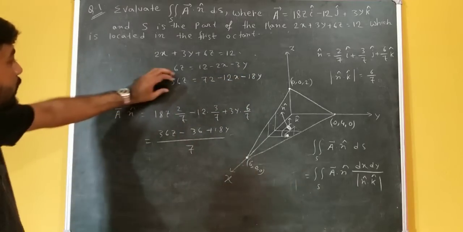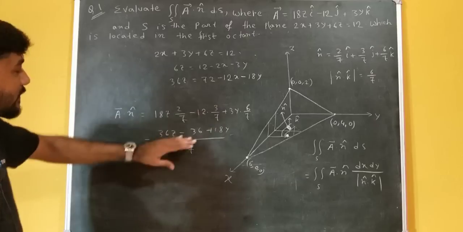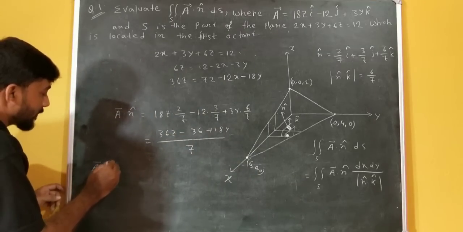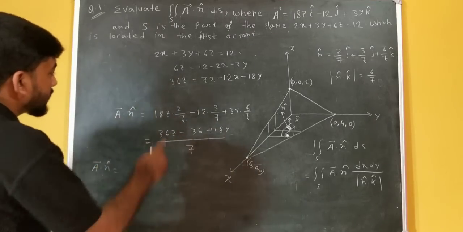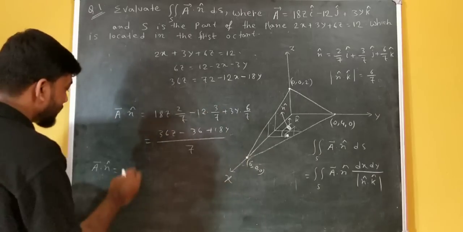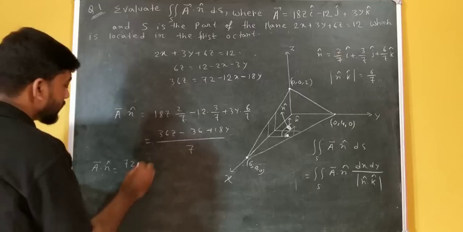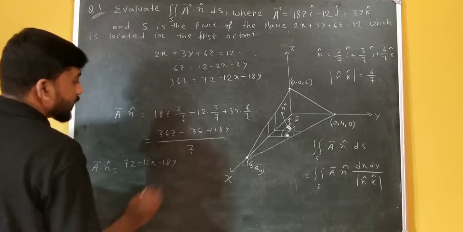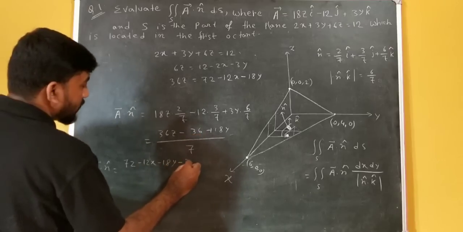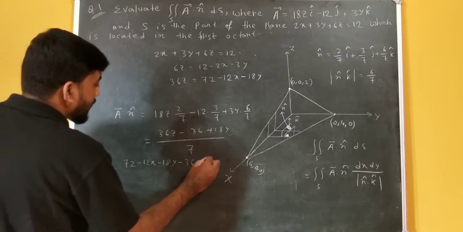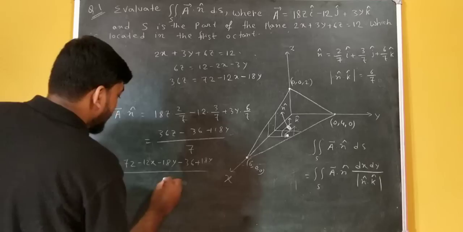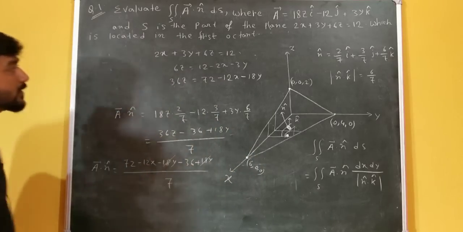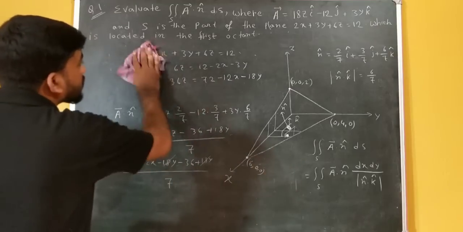Now you have to put this 36z here. So a dot n cap is equal to, instead of 36z, 72 minus 12x minus 18y, and the rest as it is. So it will be minus 36 plus 18y, divided by 7. Now you can see 18y will be cancelled out. So what is a dot n cap?